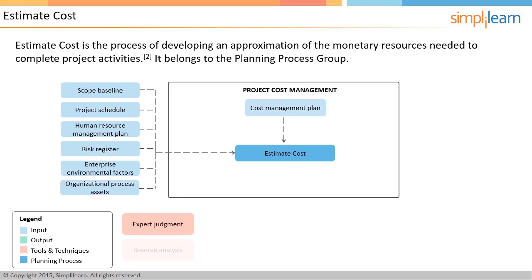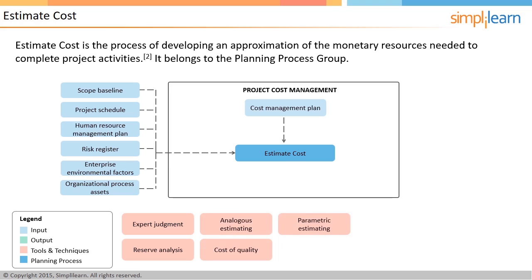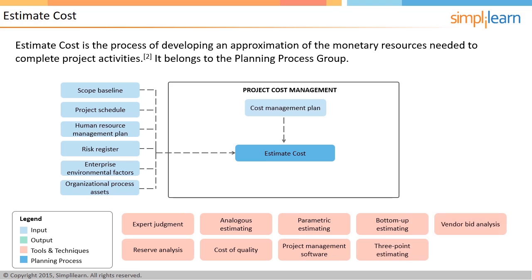Expert judgment, reserve analysis, analogous estimating, cost of quality, parametric estimating, project management software, bottom-up estimating, three-point estimating, vendor bid analysis, and group decision-making are the various tools and techniques used in this process. Most of the tools and techniques used here are similar to the ones used in the time management knowledge area.